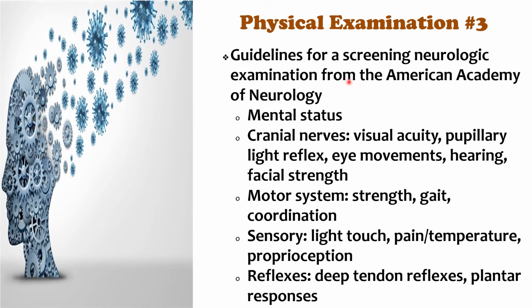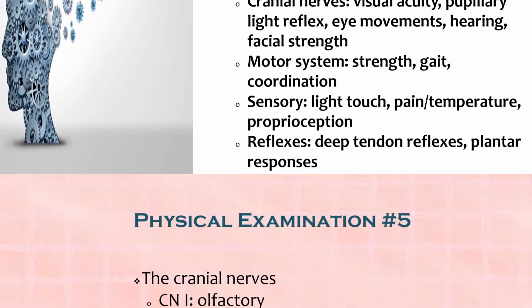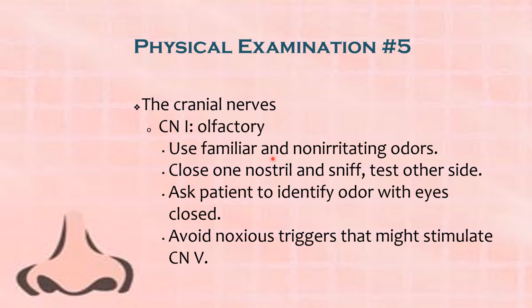Okay, so these are the guidelines for screening neurologic examination from the American Academy of Neurology. You have to start from the mental status and then the cranial nerves, such as the visual acuity, pupillary light reflex, the eye movement, the hearing, the facial strength. For the motor system, you have to check for the strength, the gait, and coordination. Then sensory for light touch, pain, temperature, proprioception, and reflexes for the deep tendon reflexes and plantar responses. So now let's start with the cranial nerves.